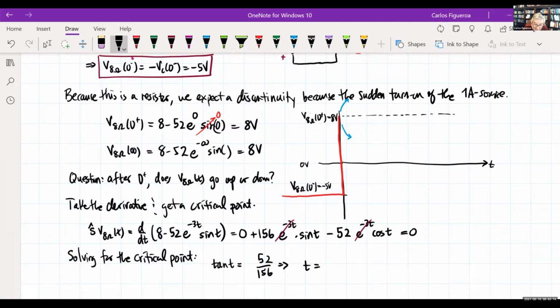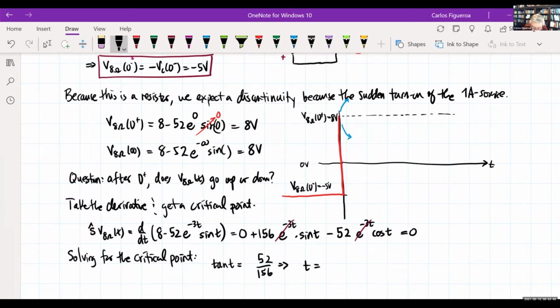So this tells me that the critical point of this guy here is going to give me what? Let me get my calculator out, because I'm going to get 52 divided by 156. Me and calculators, they don't mix.